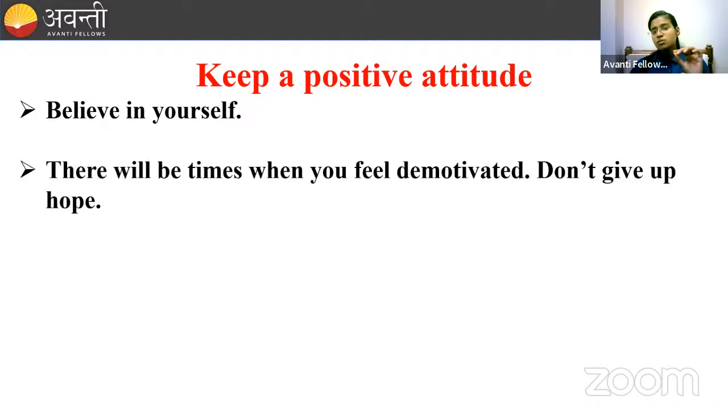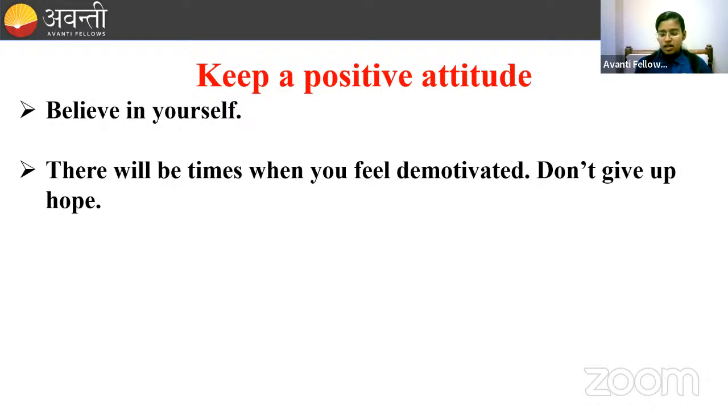And there will be some times when you feel demotivated because of some people or by seeing some situation. So don't give up your hope during those times. Don't think that this lesson is very difficult, so I can't get good marks from this, so let me skip this lesson and go for the next. That kind of thing you should not do. There will be times when you feel like this, but don't give up your hope. You can do it if you practice. If you spend more of your time, you can get good marks.